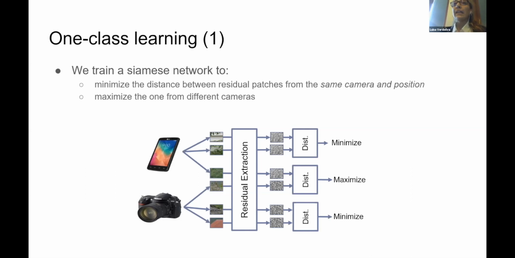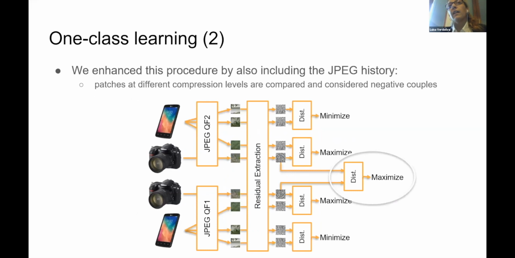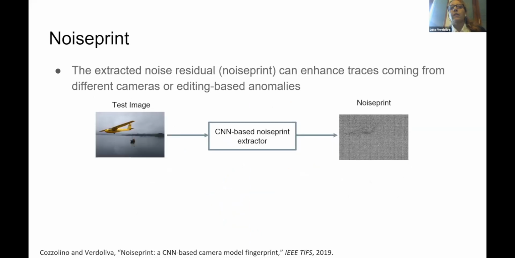this camera fingerprint from real images by training a Siamese network and extracting patches from a lot of different cameras and devices, in order to maximize the distance between patches from different cameras and minimize the distance between patches from the same camera. In this way, we also did a learning which includes the JPEG history, because as I told you before, when you have an image and then you modify it, typically you have to compress it again. So if two patches have two different JPEG quality factors, then we think maybe there was a modification inside the image. And so we also trained the network in this way, and we came out with this noiseprint.